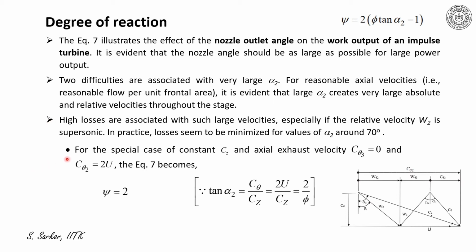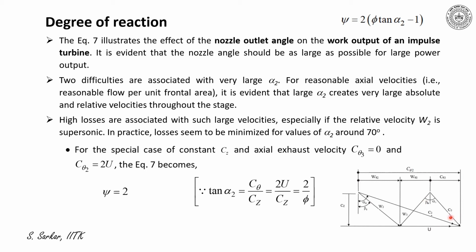Now I'd like to introduce a special case where we consider Cz remains constant. Furthermore, if we assume the exhaust velocity becomes axial, then c theta 3 must be equal to 0. And if c theta 3 is 0, then we can prove c theta 2 is equal to twice u. Now please note that if c theta 3 is 0, that is, exhaust becomes axial, then C3 will have minimum value.